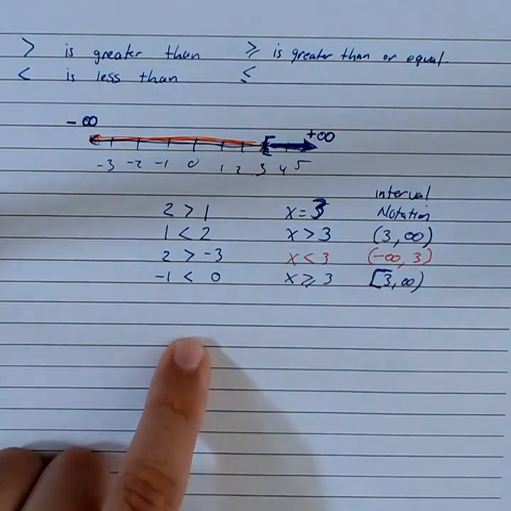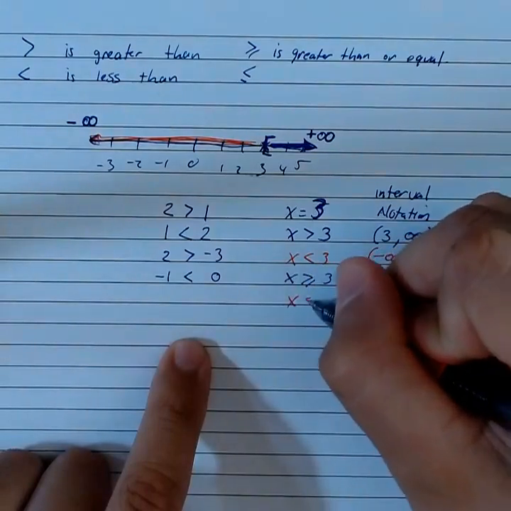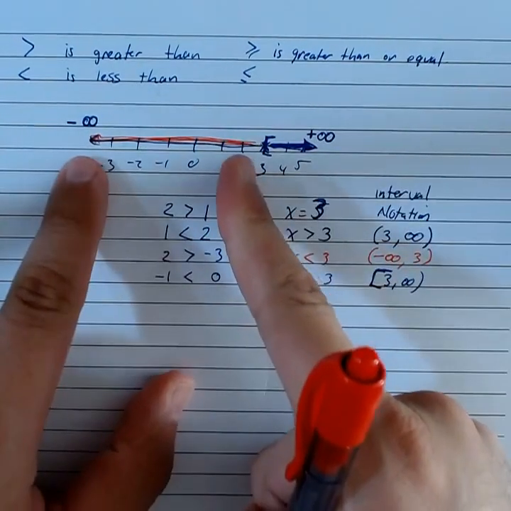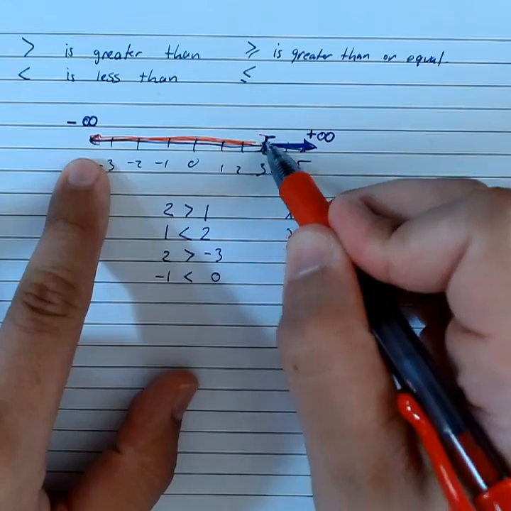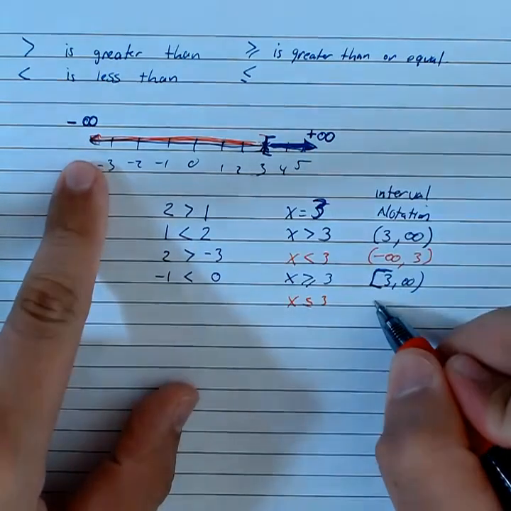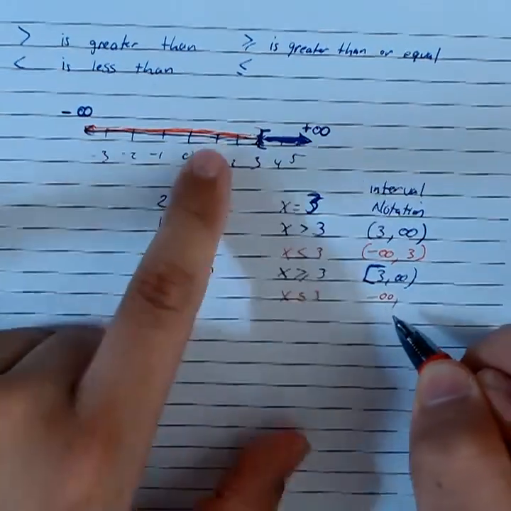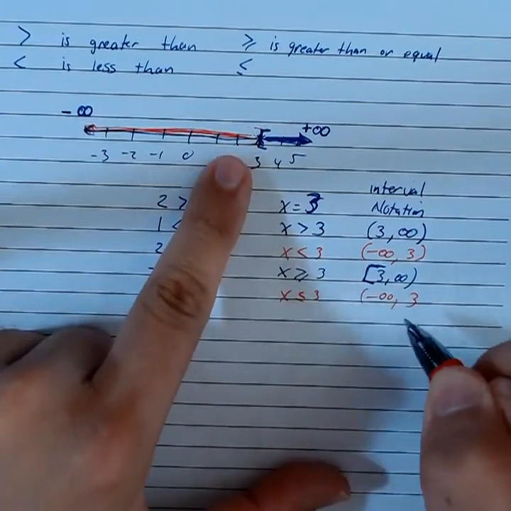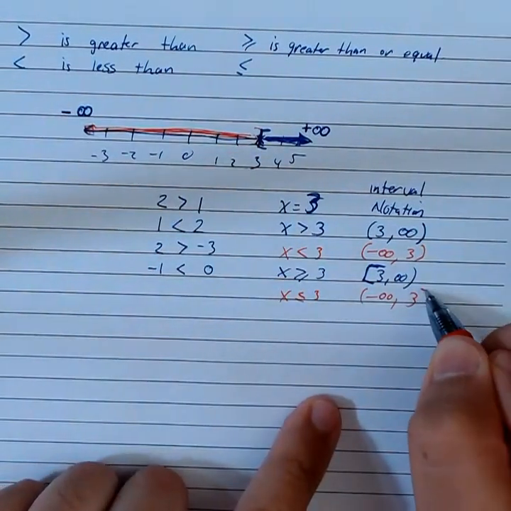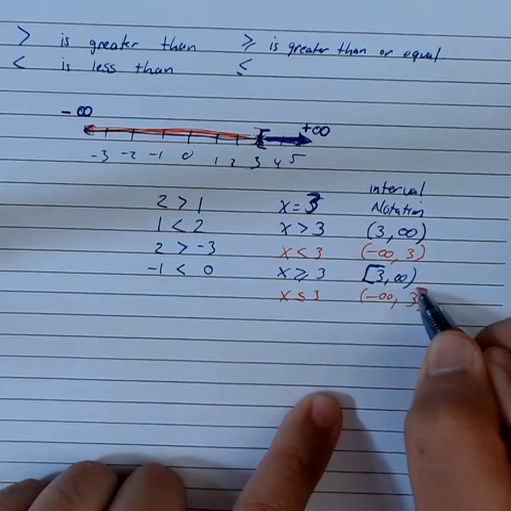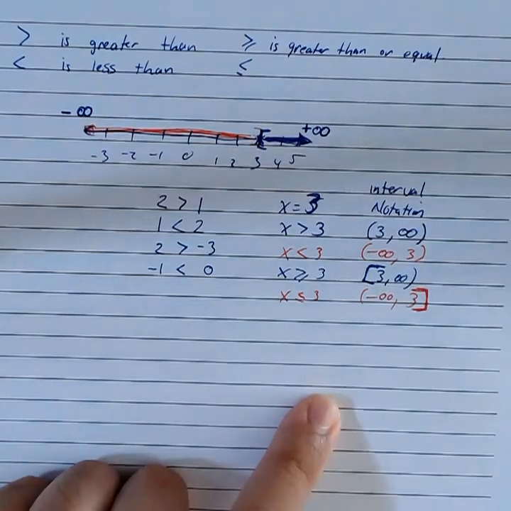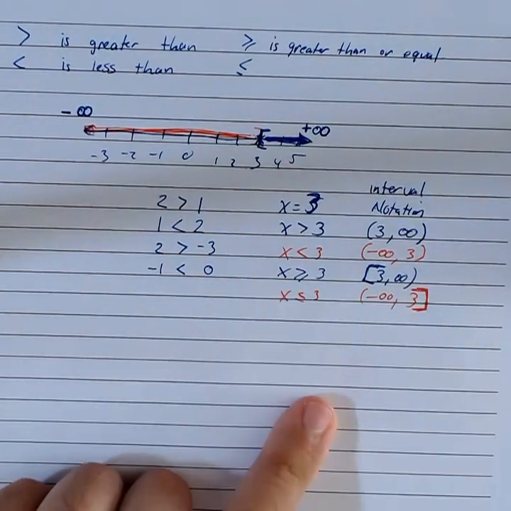Likewise, if I want x is less than or equal to 3, it's the same as this, except now I want to include that number on the end. So it would be from negative infinity up to positive 3. And the only difference between this one and this one is that the 3 would be included as part of my set. It's part of the numbers that I want as my solutions.